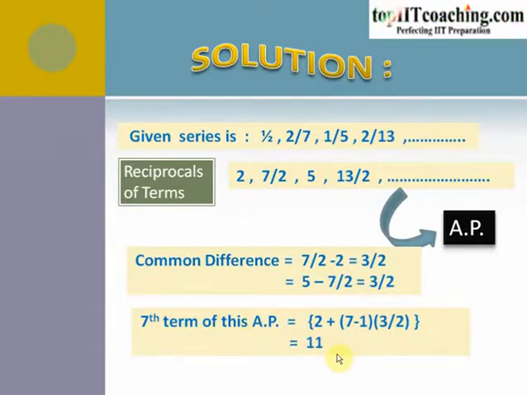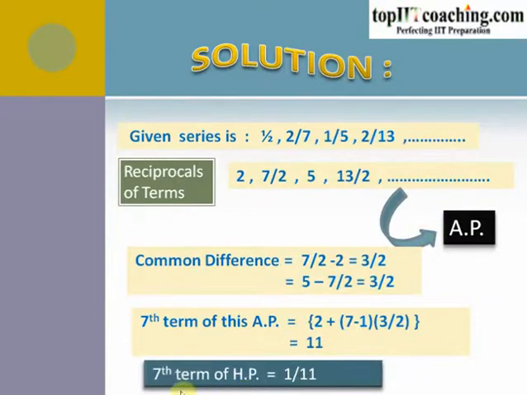We also know that the reciprocals of terms of an HP are in AP. So the reciprocal of this term would be the seventh term of this HP. Thus the seventh term of the HP would be the reciprocal of 11, which is equal to 1 by 11. Thus the seventh term of the series 1 by 2, 2 by 7, 1 by 5, 2 by 13 and so on is equal to 1 by 11.